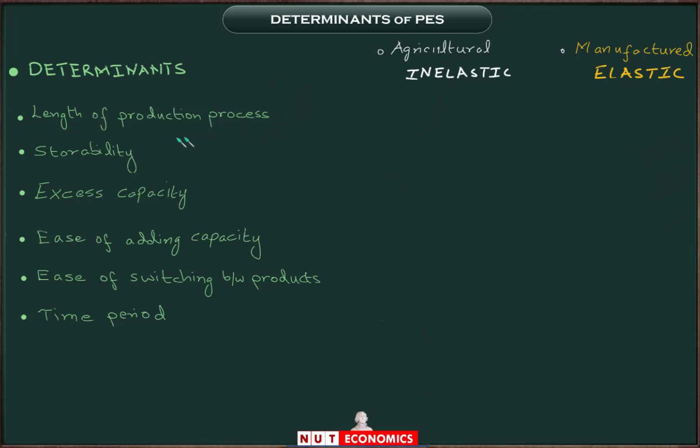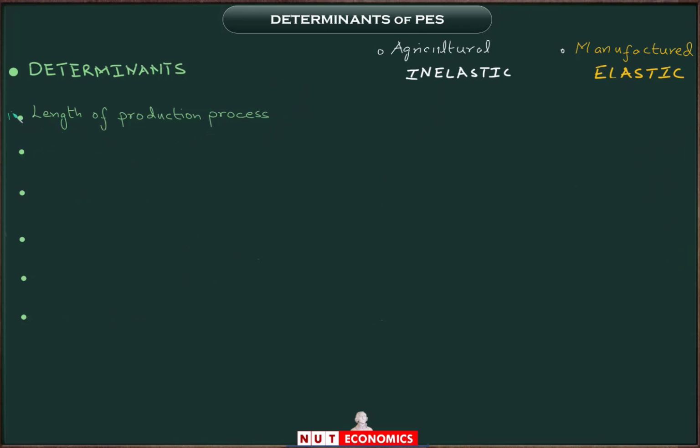So to begin with, the first key determinant, the first key factor that determines whether the supply will be elastic or inelastic is, we say, the length of the production process, which simply means how long it takes to make a good. Now, if a good takes a long time to produce, so let's say there is a good which takes 8 months to produce, think of apples. And on the other hand, think of a product like a car, which maybe takes 2 weeks to produce.